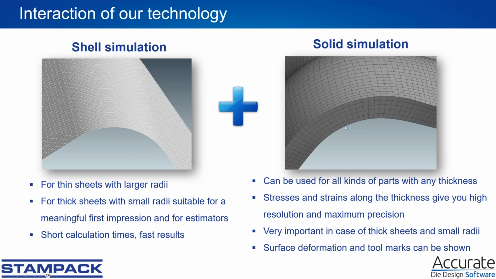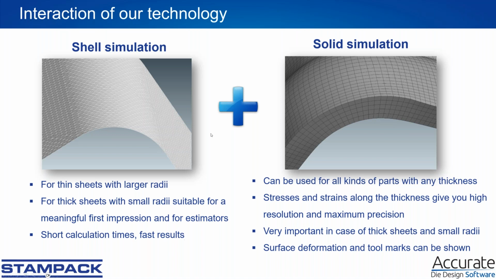And on the contrary, we have the solid simulation. Here you see the sheet is a three-dimensional object. So it's a hexahedral mesh. And let's say we perform the simulation very physically, with contact with the die surfaces on the top and bottom side. And this technology gives excellent quality of results for all kinds of parts. The main benefit is that stresses and strains along the thickness give a very good precision, and you have a wonderful resolution all over the thickness. Especially when you have thick sheets and small radiuses, it is mandatory to finally validate in the solid simulation. And a nice plus is that surface deformation and tool marks can be shown very well with solid simulation.